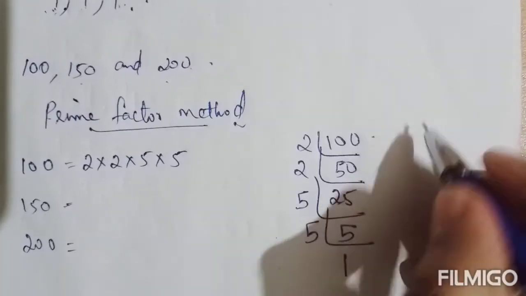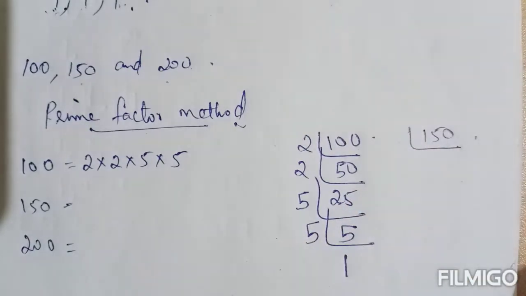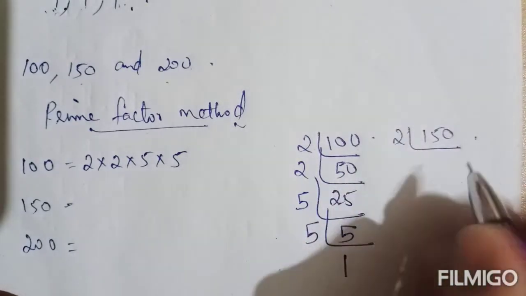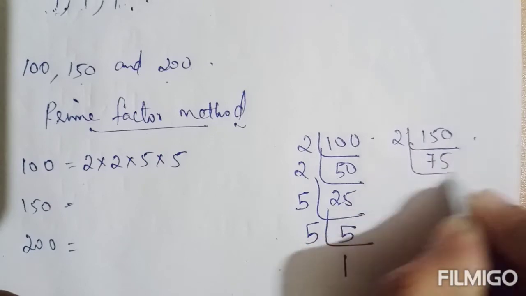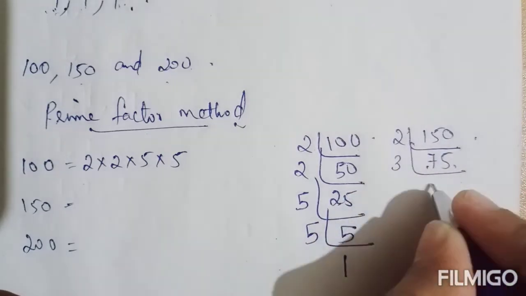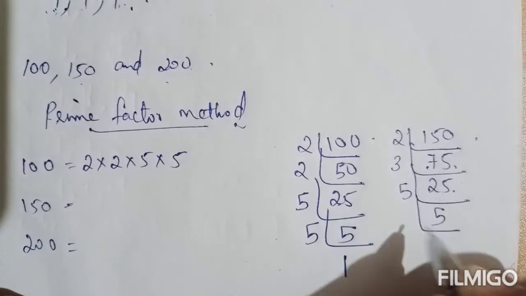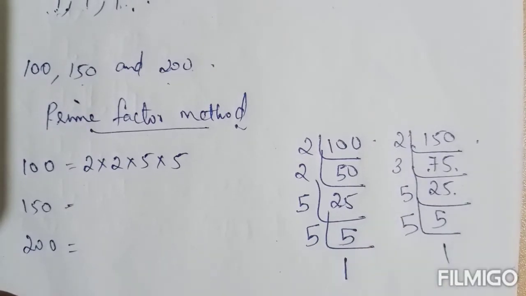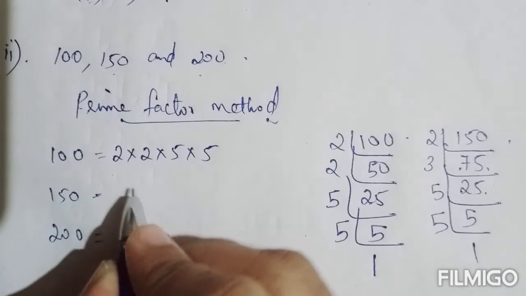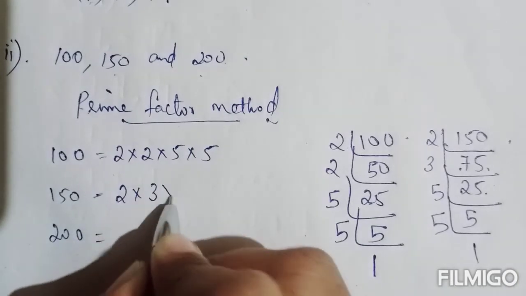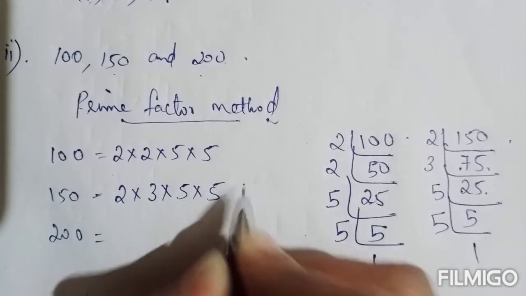Okay, next, doing the prime factorization of 150. You can divide by 2, 75. 75 you can divide by 3, 25. 25 you can divide by 5, 5. 5 you can divide by 5, 1. So 150 is 2 into 3 into 5 into 5.